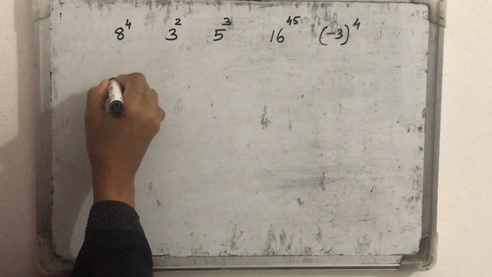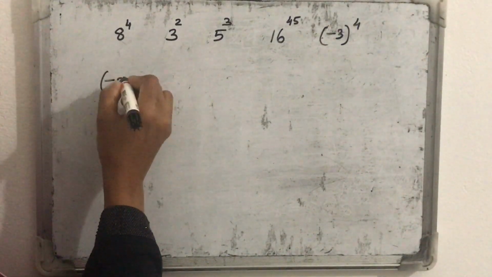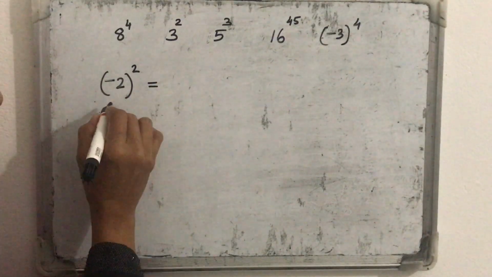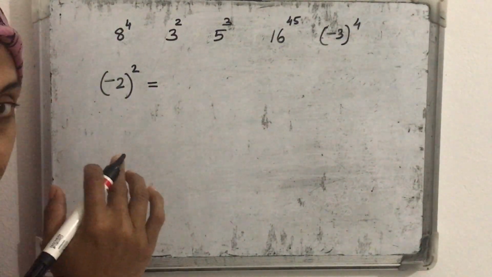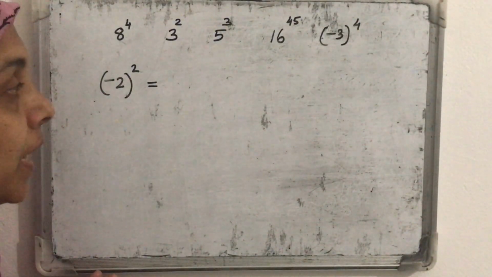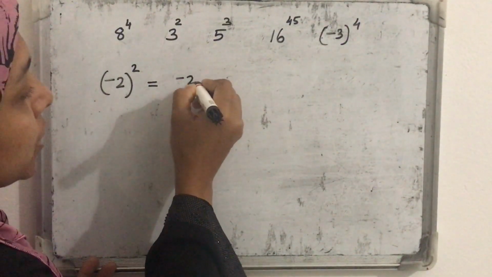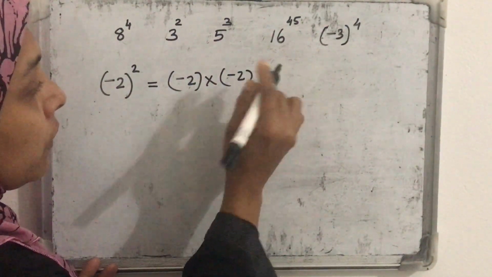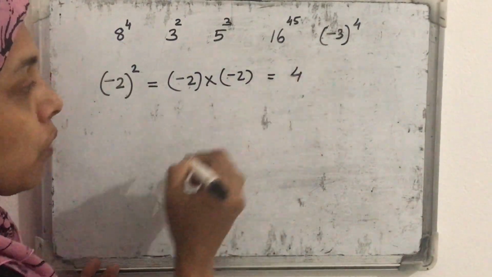If the number is minus 2 and if the power is 2, how can we expand this? What is the base here? Minus 2. And minus 2 we are multiplying how many times? 2 times. So what will be its value? Minus 2 into minus 2. So that we know, minus 2 into minus 2 is 4.